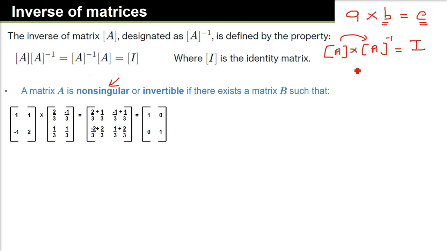So matrix A, it is non-singular. What is a singular matrix? The singular matrix is one where the determinant is 0. Non-singular, the determinant is not 0. So how do we write it? It is invertible. If we have an A matrix and a B matrix, when you multiply them, you will get an identity matrix of the same order. Same order. I'll just show you what is happening here.